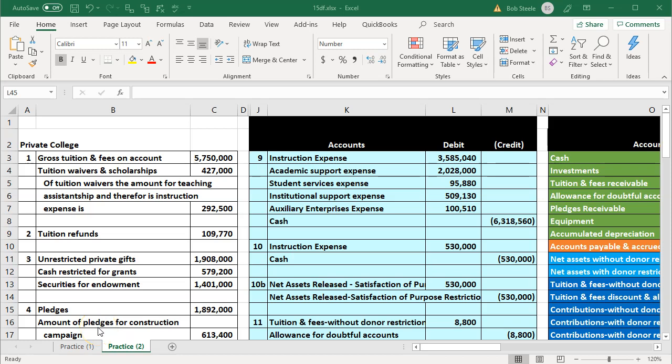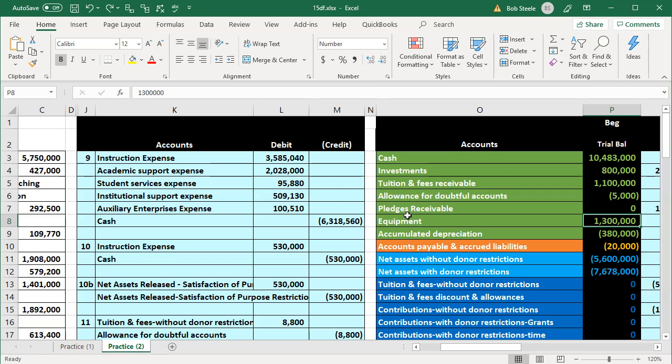In this presentation, we will continue on with our comprehensive problem related to a not-for-profit organization, a non-profit organization for a private college. In prior presentations, we have entered the transactions on the left into the blue area on the right and then posted them to our trial balance worksheet on the right.